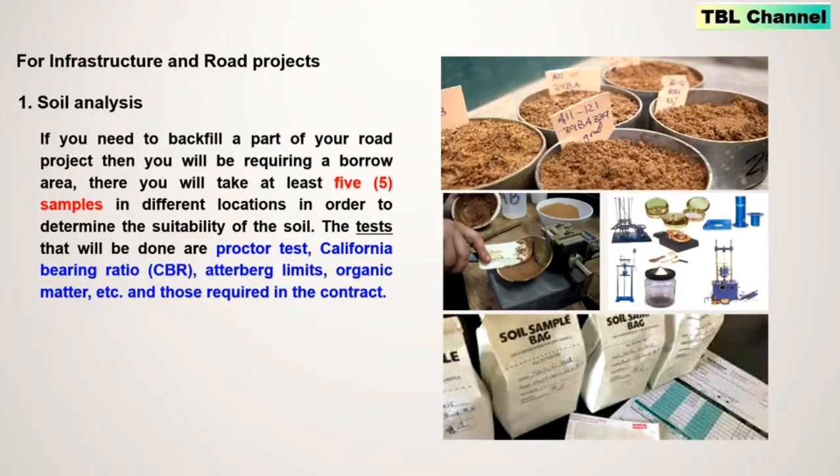Number 1, soil analysis. If you need to backfill a part of your road project, then you will be requiring a borrow area. There you will take at least 5 samples in different locations in order to determine the suitability of the soil. The tests that will be done are Proctor test, California bearing ratio or CBR, Atterberg limits, organic matter, etc., and those required in the contract.